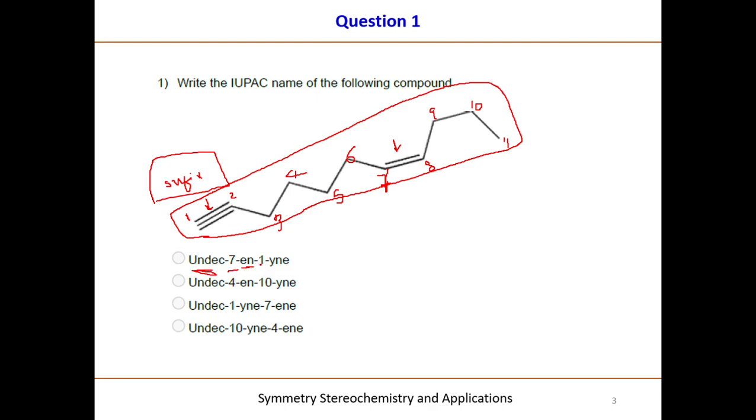Now in the last we will write the suffix. So at carbon number 1 we have a triple bond. That means it's the alkyne family. So we will write here 1-yne. The name will become undec-7-en-1-yne. The first option is correct. All of you got it? Okay.